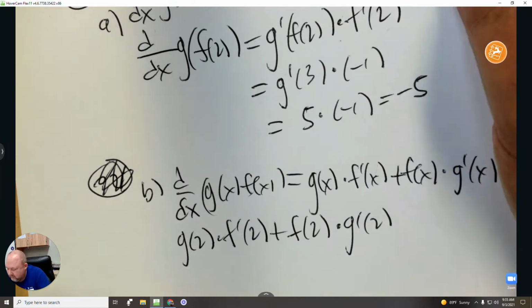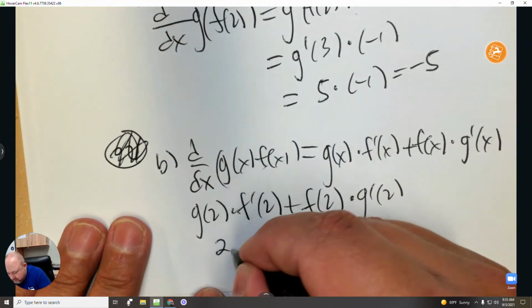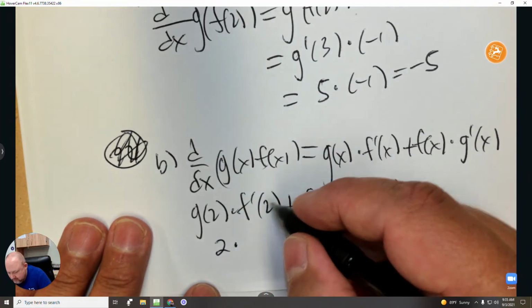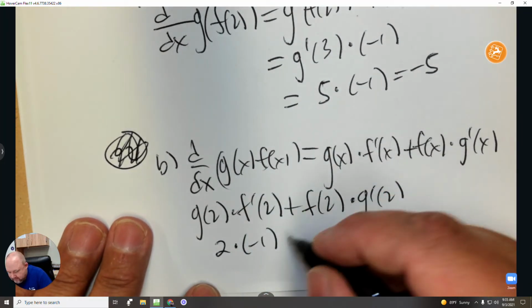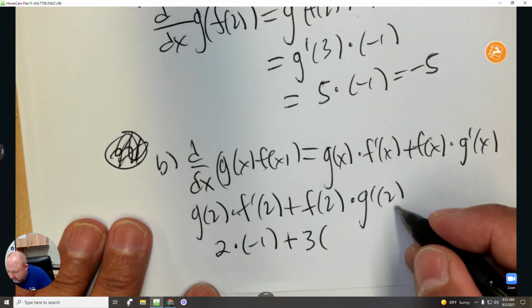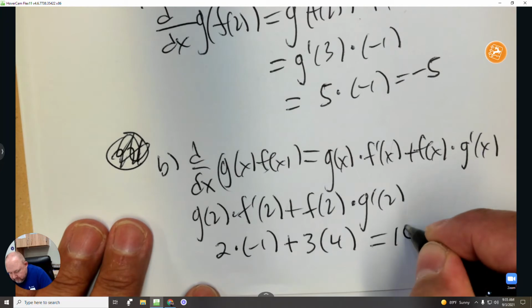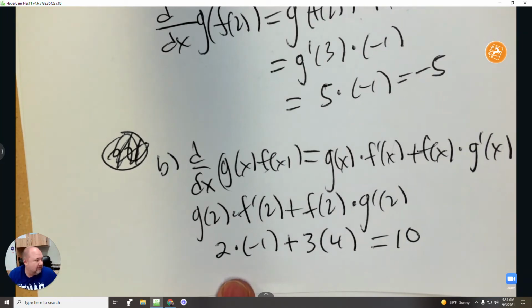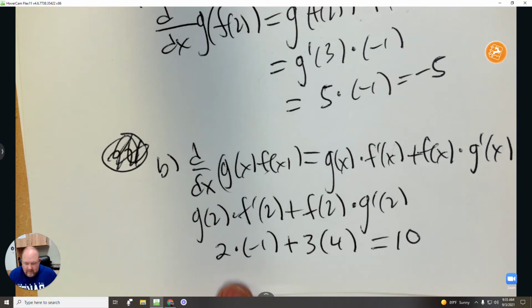So in the question, g at 2 is 2. F prime at 2 is negative 1. F at 2 is 3. And g prime at 2 is 4. So that's 12 take away 2, so the answer is 10. C.